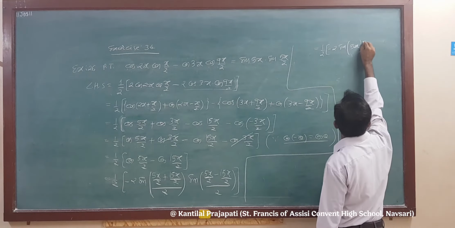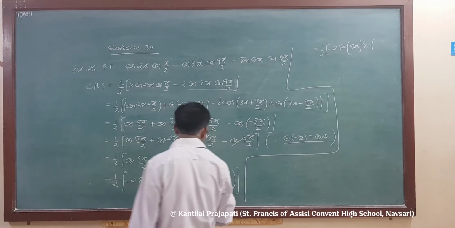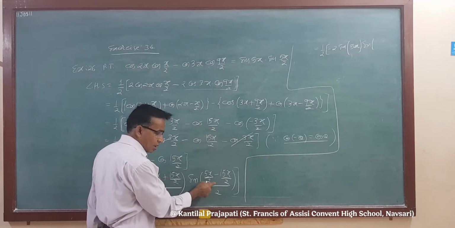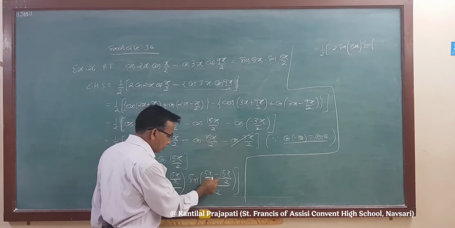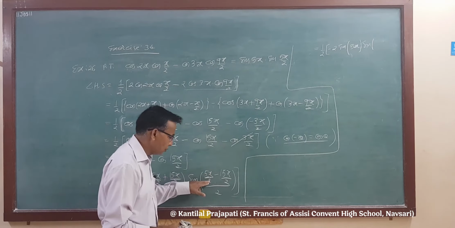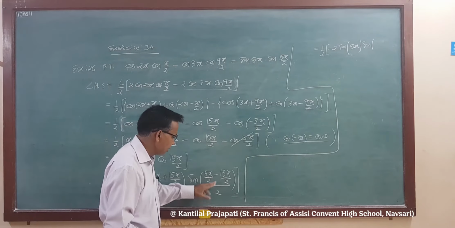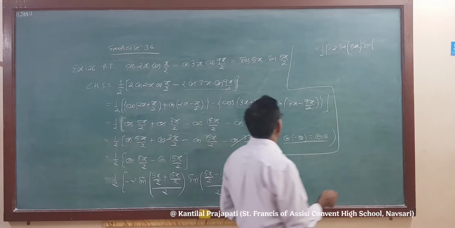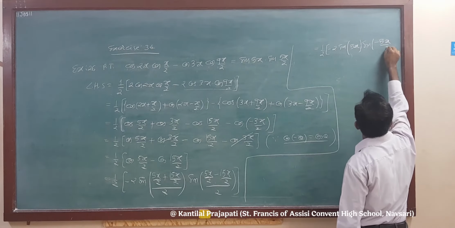Similarly here, sine. Now again, 5x minus 15x. What is it? Minus 10x. Minus 10x divided by 2 is minus 5x, and this 2 is also there. So the simplification is minus 5x upon 2. So we get here minus 5x upon 2.